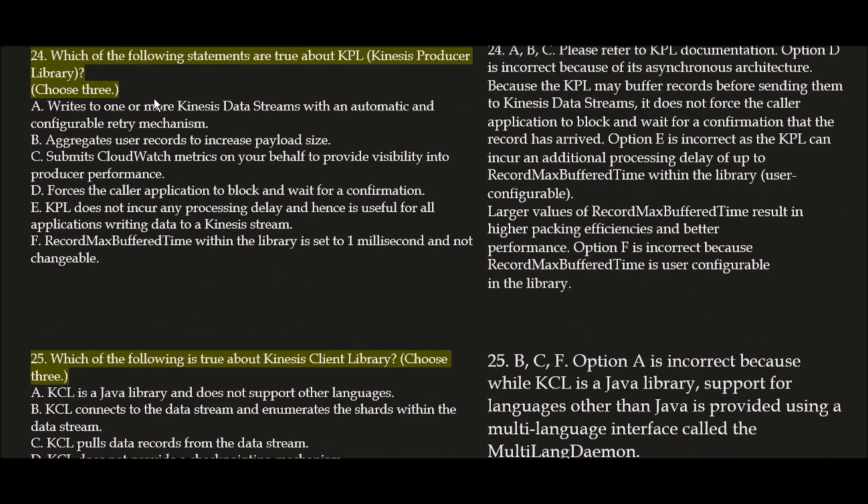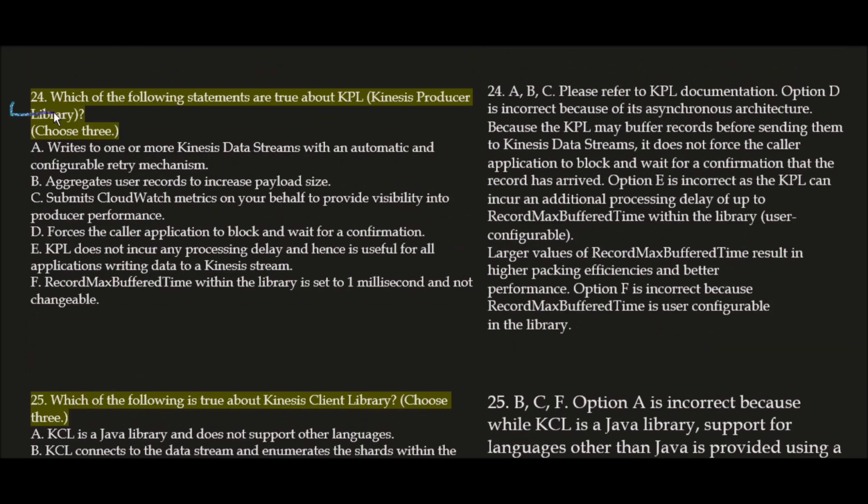Okay. Next question. Which of the following statements are true about KPL? KPL stands for Kinesis Producer Library. Okay, choose any three options. Option A, write to one or more Kinesis data streams with an automatic and configurable retry mechanism. Option B, aggregates user records to increase payload size. Option C, submits CloudWatch metrics on your behalf to provide visibility into producer performance. Option D, forces the caller application to block and wait for a confirmation.